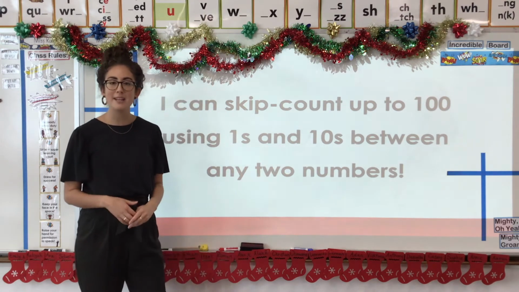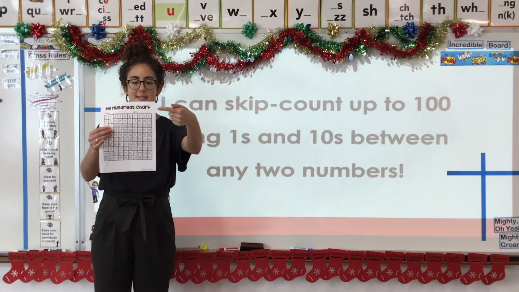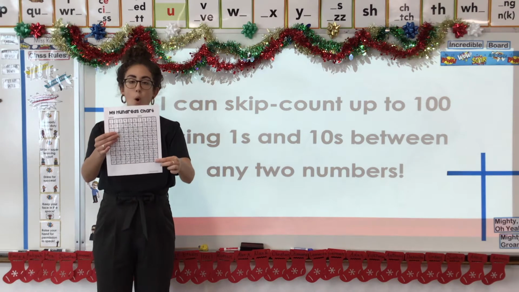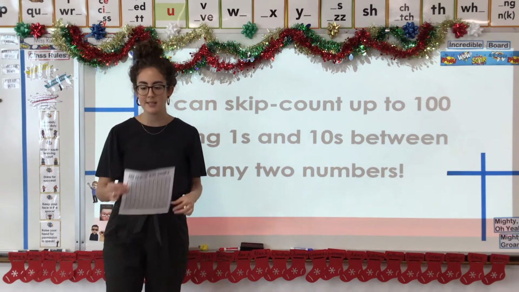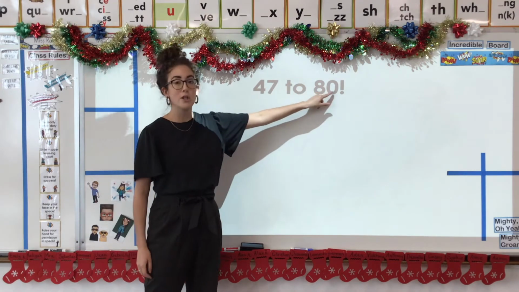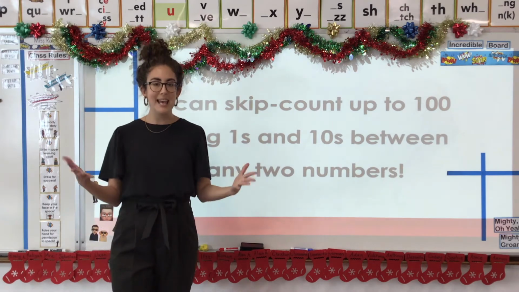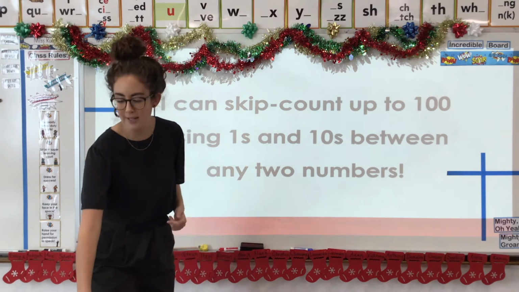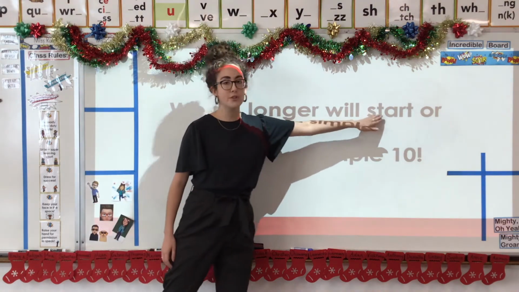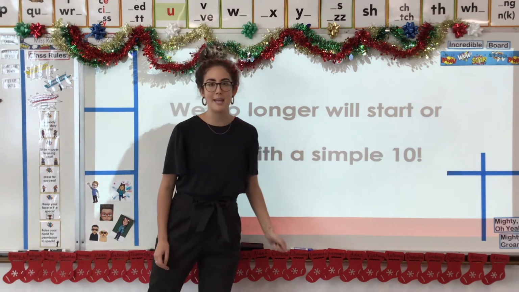So in the past, we have been working a lot with some of our simple tens, the numbers that only have value in the tens place. For example, we were just working with 57 to 80. We had a simple 10. But now today, on our next level of skip counting, we no longer will start or end with a simple 10.